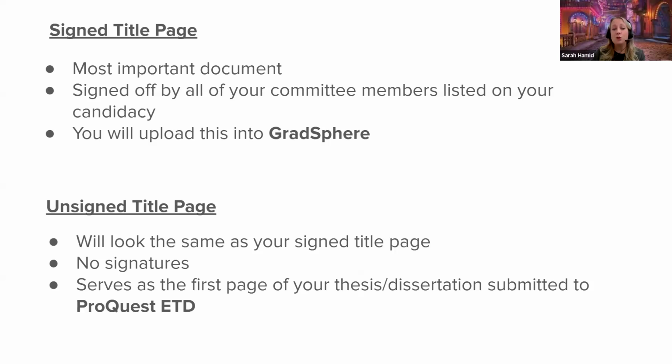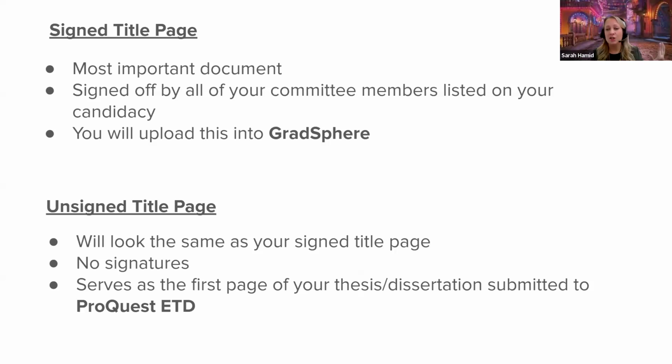You're going to also make a duplicate title page that looks exactly like the one where your members sign it. The unsigned one, though, where there will be no signatures, it will list their names. The unsigned title page is going to serve as the very first page of your thesis or dissertation. It will be Roman numeral page number 1 of your thesis or dissertation. It will not include the signatures.